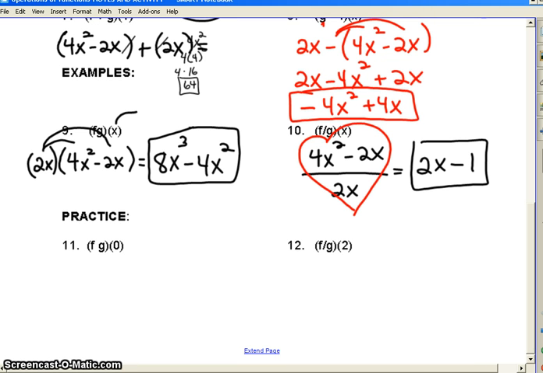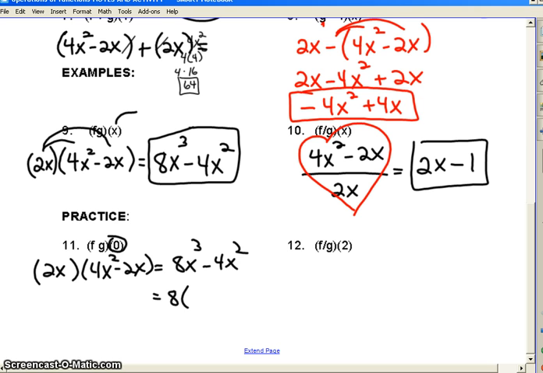All right, on number 11, f times g was 2x times 4x squared minus 2x, which gave us 8x cubed minus 4x squared. If we go ahead and evaluate that at 0, it looks like this. 8 parentheses 0 cubed minus 4 parentheses 0 squared. And anything times 0 is 0, so the answer is 0 on number 11.